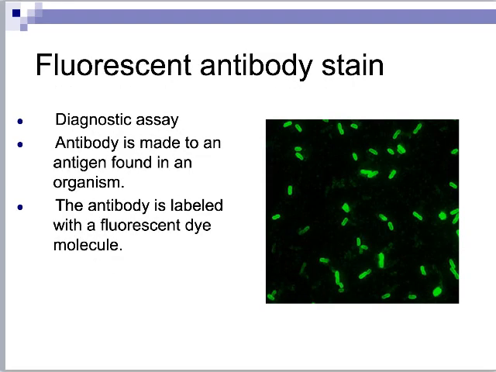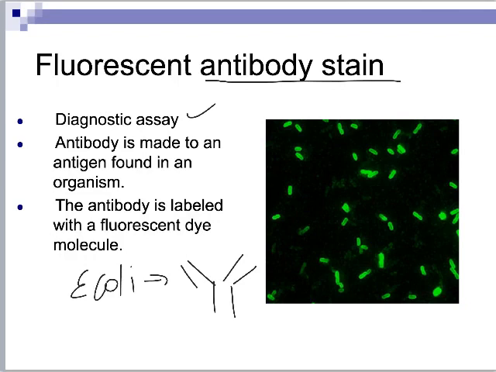Oops. Okay, one way that fluorescent microscopy is used is by doing antibody stains. This is a diagnostic assay, and what we can do is make an antibody to an antigen that's found in an organism. Say you have E. coli. In theory, you could make an antibody that is specific to E. coli. So this is the antibody. Antibodies are Y-shaped proteins. We'll talk about that more.